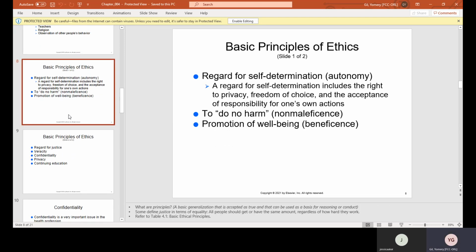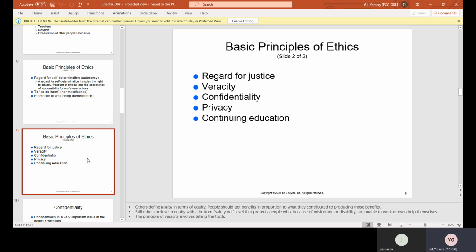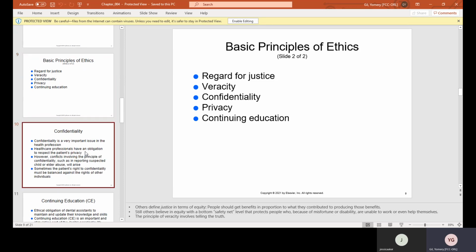Regard for self-determination, which is autonomy. A regard for self-determination includes the right to privacy, freedom of choice, and the acceptance of responsibility for one's own actions. To do no harm is non-maleficence. Promotion of well-being is beneficence. The basic principles of ethics are regard for justice, veracity, confidentiality, privacy, and continuing education.